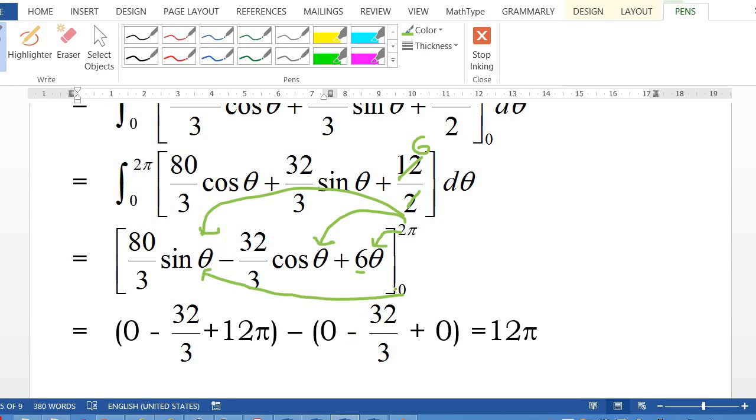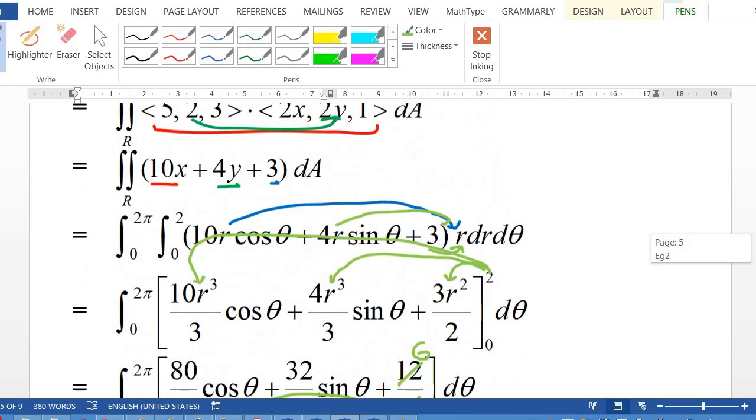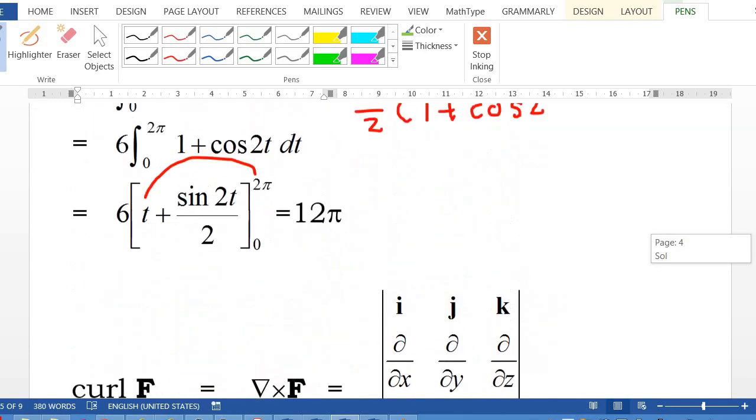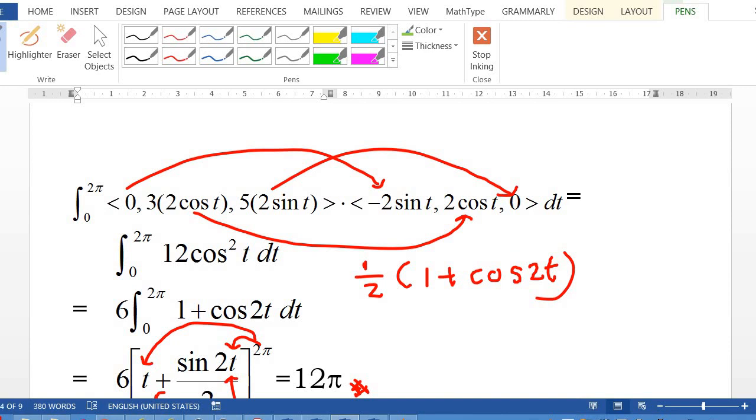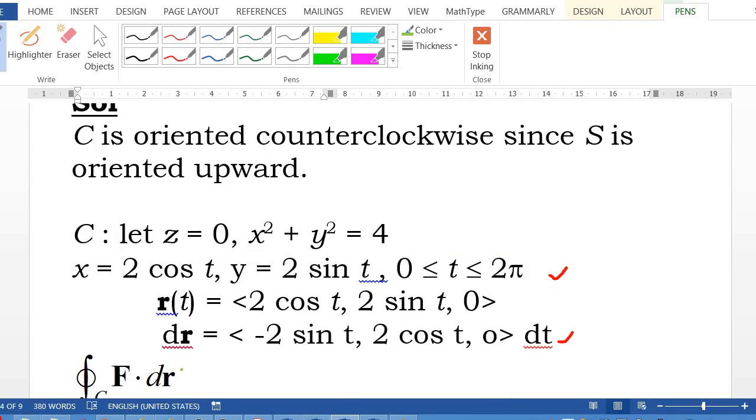Sin 0 is 0. Cos 0 is positive 1, so negative 32 over 3. Plug in theta is 0 into 6 theta, you get 0. So negative 32 over 3, minus a negative, becomes positive 32 over 3. These two cancel out, so you get the answer 12 pi, which tallies with what you obtained using the line integral of F dot dr.